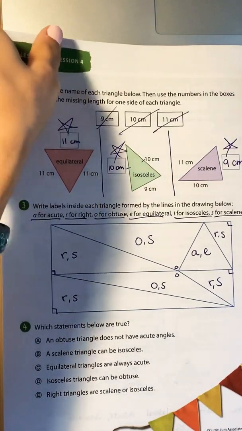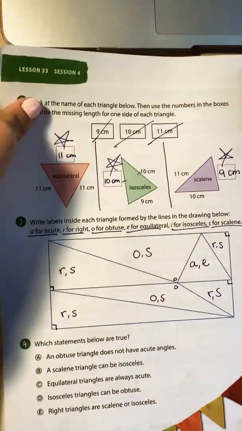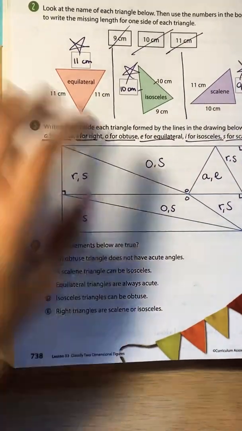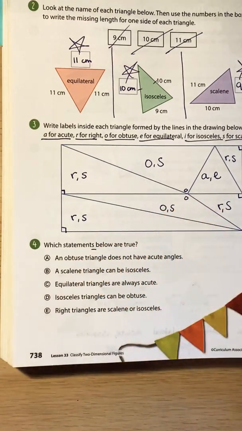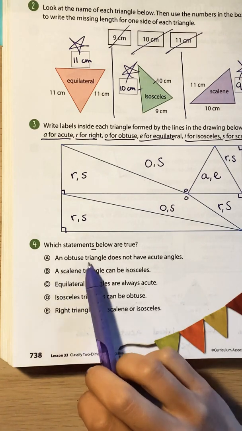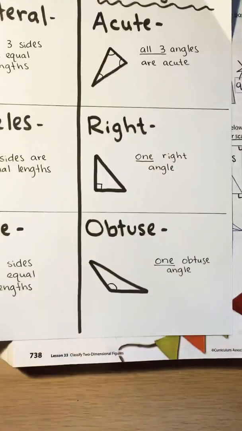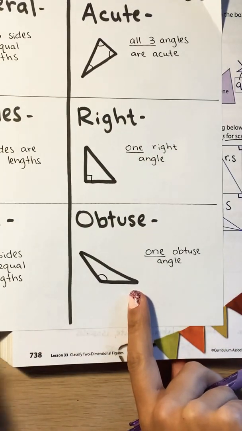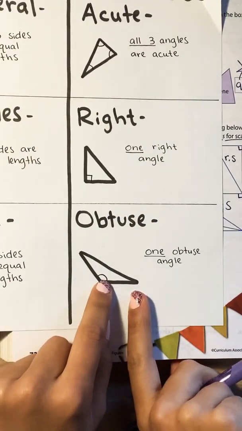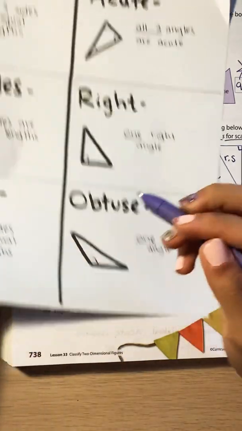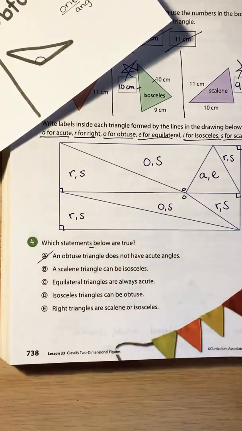All right, and last problem. Which statements below are true? Okay, so because it says statements, it means more than one. So there are lots of possible answers for this one. Okay, A, an obtuse triangle does not have acute angles. Well, here's my obtuse triangle. It has an obtuse, but these other two would be acute, so that's not true.